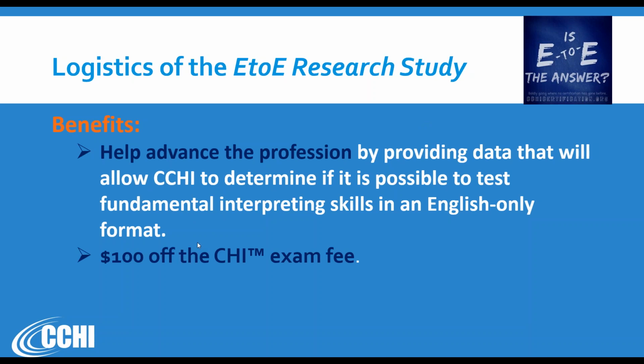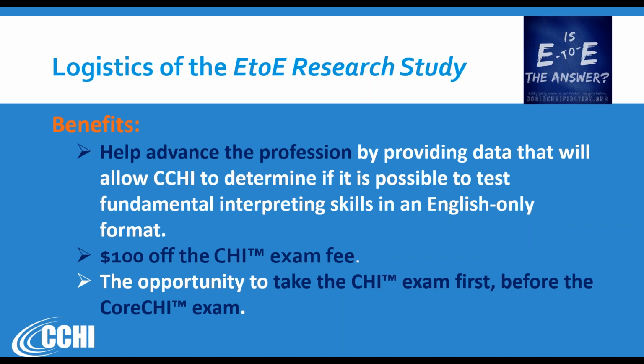We also will offer a discount. The discount is $100 off your CHI exam fee. If you already paid that fee, within 2 weeks after you take the E2E exam and your CHI exam, which is the same date, you will get a $100 check. If you haven't paid the fee, we will work with you and we'll just send you an invoice for a smaller amount, for $175. We also offer the opportunity for those of you who haven't taken the core CHI exam yet to take the CHI oral exam first, and then take the core.